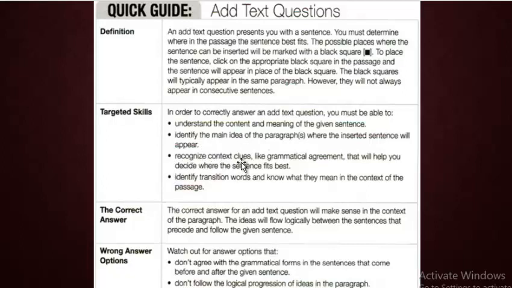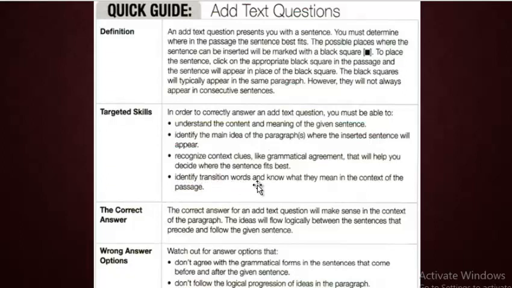3. Recognize context clues like grammatical agreement. One of the context clues is inference, alright? That will help you to decide where the sentence fits best. I told you about context clues, the idea. I stands for inferences, D for definition, E for example, A for antonyms, and S for synonyms.